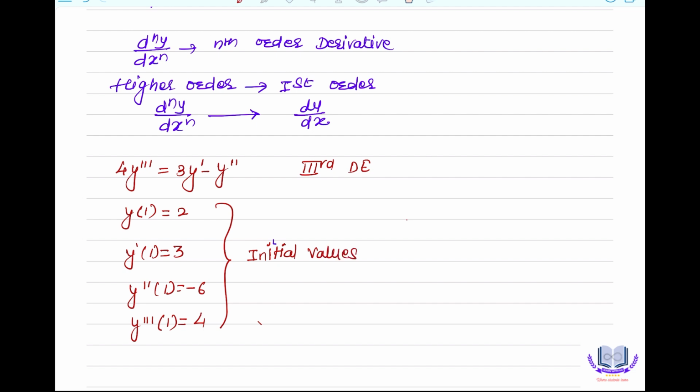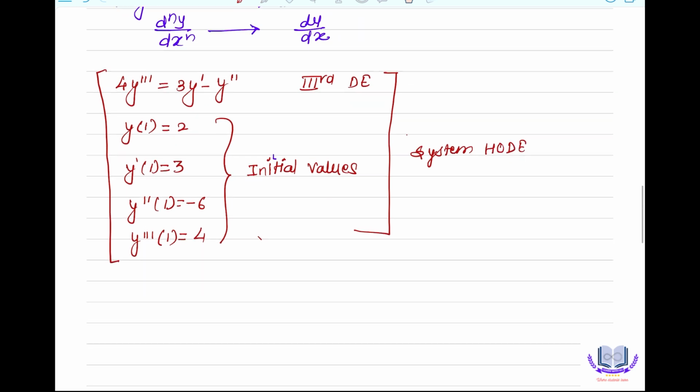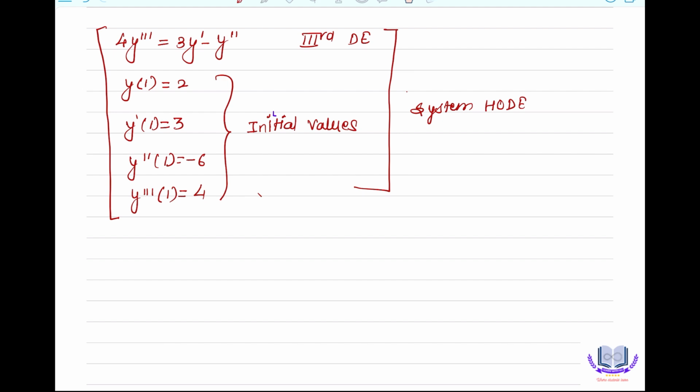So if you can see this equation, this entire equation from here to here is creating a system of higher order differential equation. Now, we will convert this equation into first order. So, what is our object? Our object is to convert it into a system of first order differential equation, right?